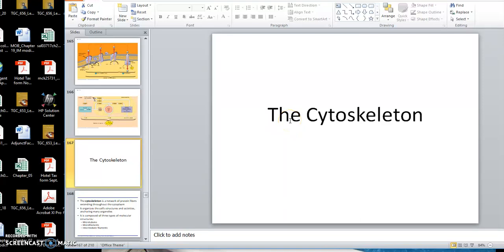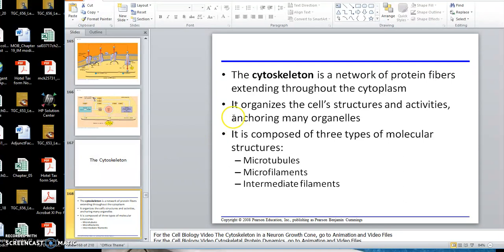Okay, now we're going to discuss the cytoskeleton, the skeleton within the cell. Now, the cytoskeleton is obviously not bone. They are actually proteins, but they do what bone does in your body. One of the things is to hold shape. So the cytoskeleton is a network of protein fibers extending throughout the cytoplasm.